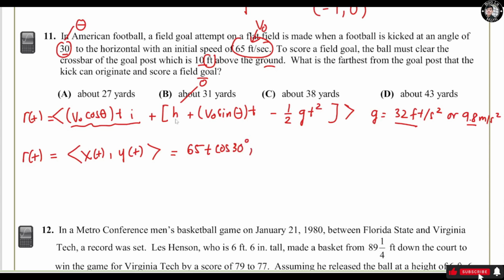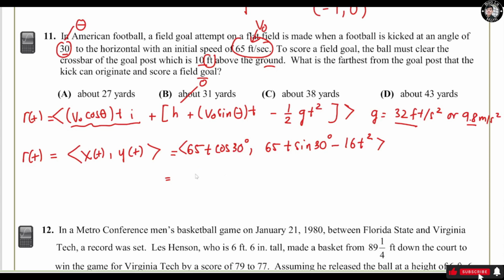Comma, this one equals 0. V0 is going to be 65 t sine of 30 degrees minus 1/2 times g, which is 32, so it could be minus 16 t squared, right? Now we're going to simplify this one. Cosine of 30 is going to be root 3 over 2, right?